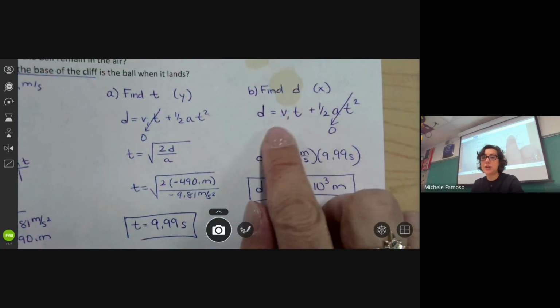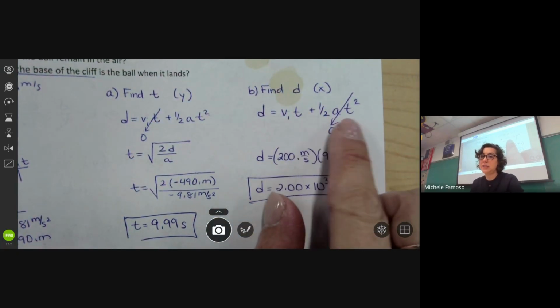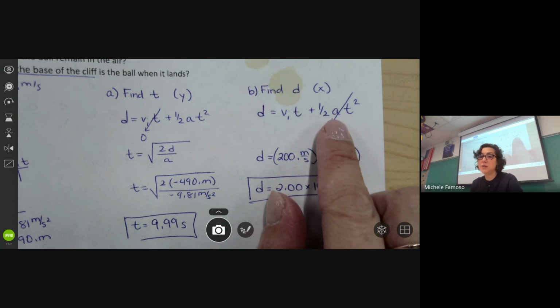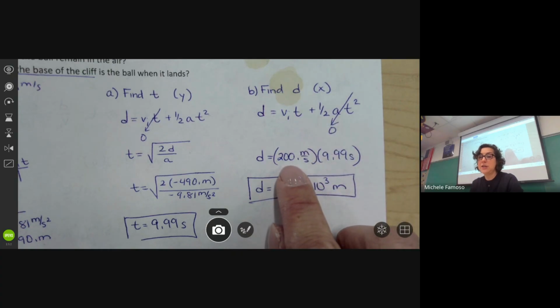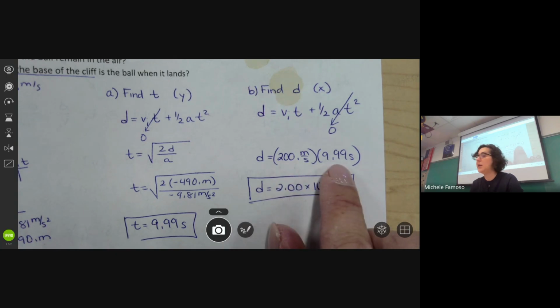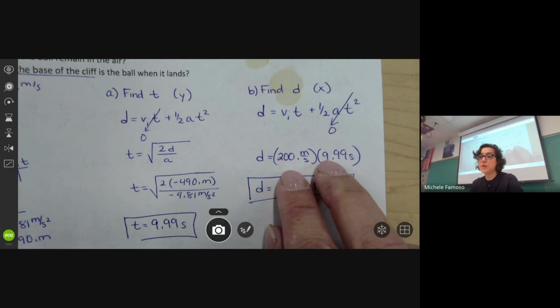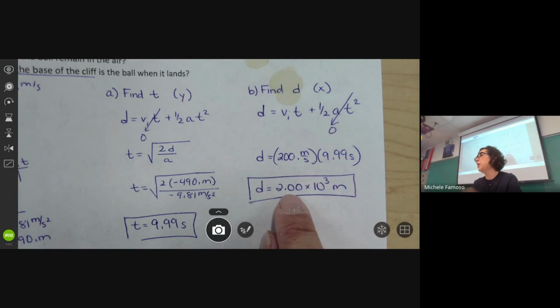1B. All right. So now I want your D in the X direction. I'm going to use the same equation. D is VIT plus half AT squared. The half AT squared drops out because the A in the X direction is 0. So I'm going to take the initial velocity in the X direction, which is 200. meters per second, multiply it by 9.99 seconds. I need 3 sig figs. The only way to get my answer with proper sig figs is to put it in scientific notation, giving me 2.00 times 10 to the 3 meters.